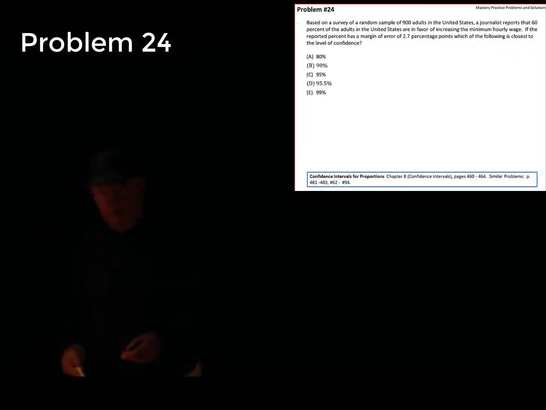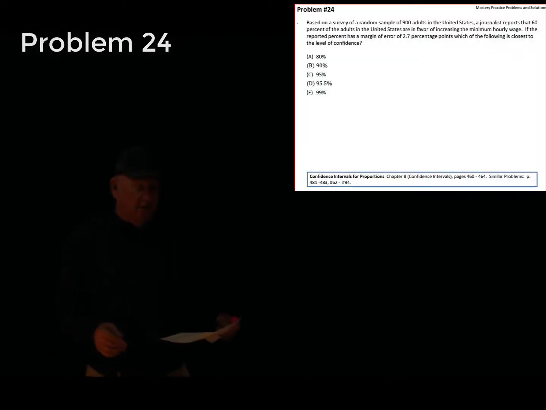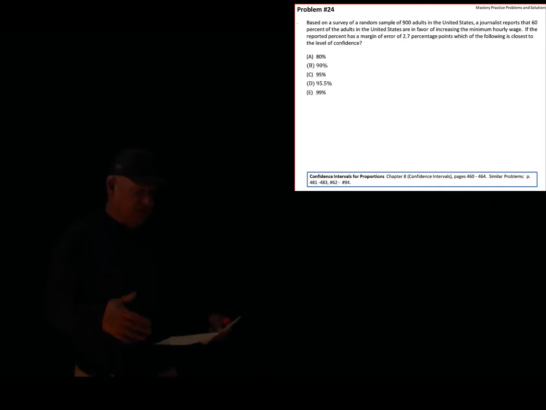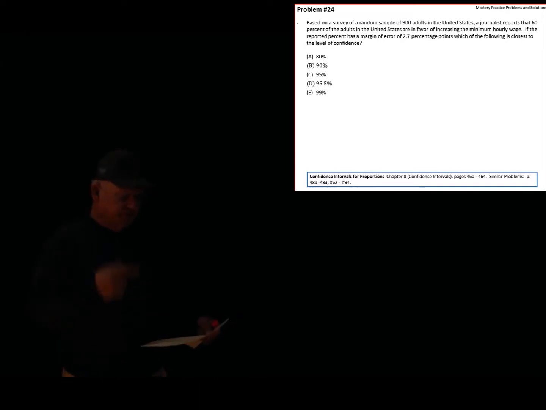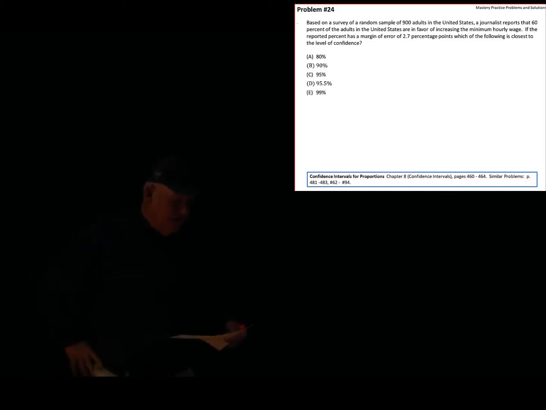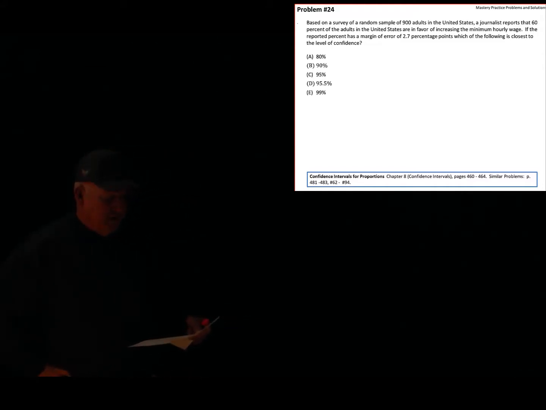All right, well, problem 24 here is, for me at least, a two-calculator problem. Let me show you what I mean by that. If I just read the problem to you: based on a survey of a random sample of 900 adults in the United States, a journalist reports that 60% of the adults are in favor of increasing the minimum hourly wage. If the reported percent has a margin of error of 2.7 percentage points, which of the following is closest to the level of confidence?